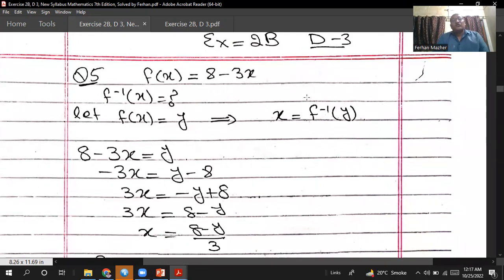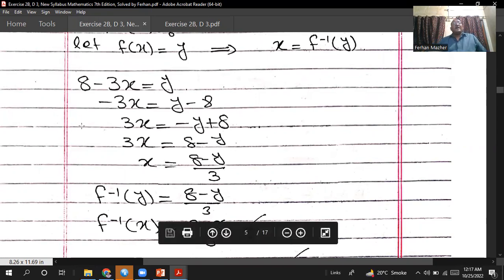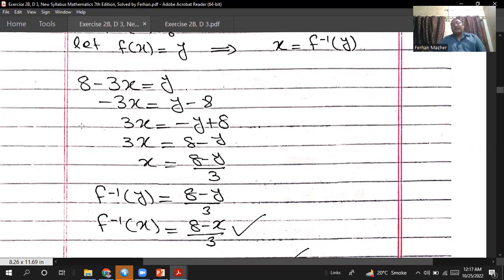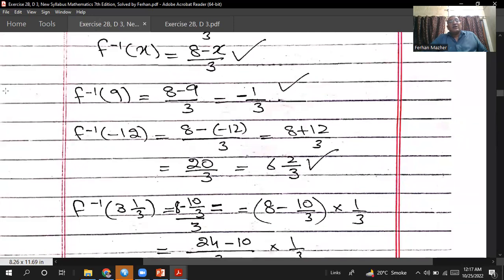So I will multiply both sides by minus 1. So it will become 3x is equal to minus y plus 8. So 3x is equal to 8 minus y. So x will be equal to (8 minus y) divided by 3. So x will be substituted with f inverse of y. So in the place of x, I will write f inverse of y equals (8 minus y) divided by 3. So I will change the variable. So f inverse of x will be equal to (8 minus x) divided by 3. So this is the formula for f inverse. And now the first question is find f inverse of 9. So it will be 8 minus 9, the whole thing divided by 3.